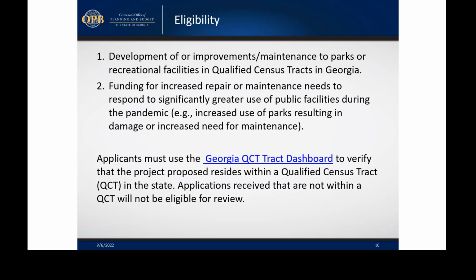For eligible project activity, there are two program categories. The first one would be development of or improvements, maintenance to parks or recreational facilities in the QCT, qualified census tract. Funding for the second program category, funding for increased repair or maintenance.